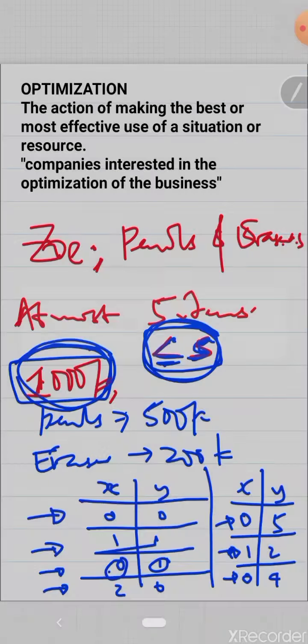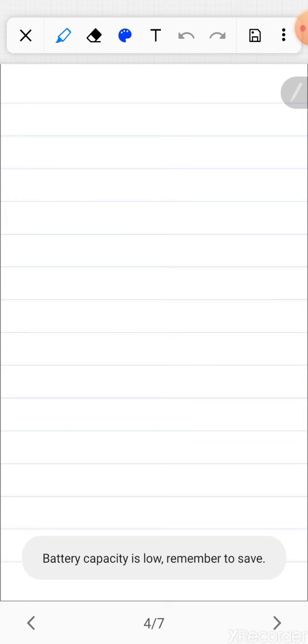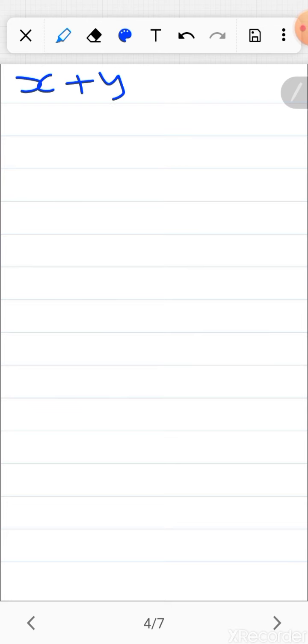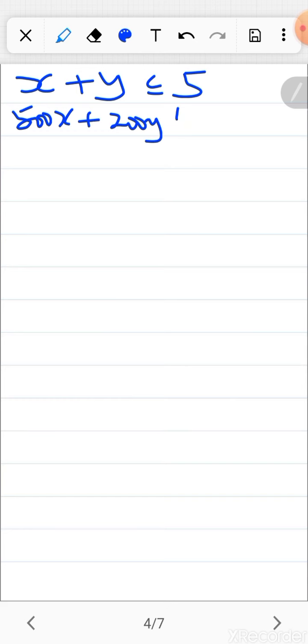Now, how can mathematics help us to have a more elegant solution? So, if I try to think of this mathematically, if I call the pencils X and the erasers Y, I've been told she can't buy more than a total of 5 items. And since pencils cost 500 and erasers cost 200, I have also been told that she only has 1,000 shillings to spend.